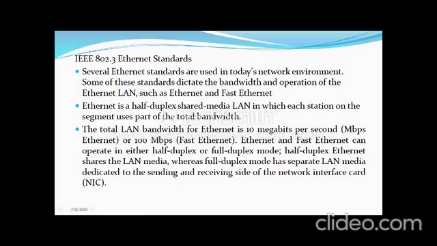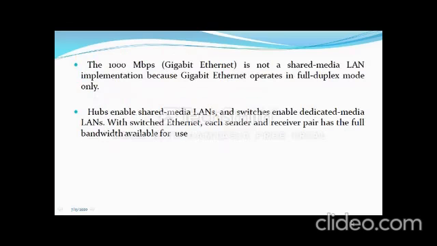Half duplex Ethernet shares LAN media. Full duplex has separate LAN media dedicated to sending and receiving at the network interface card. Beyond 10 Mbps and 100 Mbps is 1000 Mbps. This is Gigabit Ethernet. It's not a shared media LAN implementation. It operates in full duplex mode only.